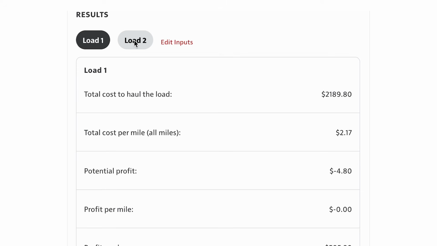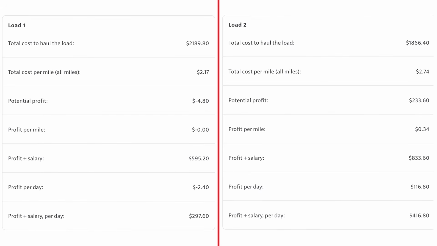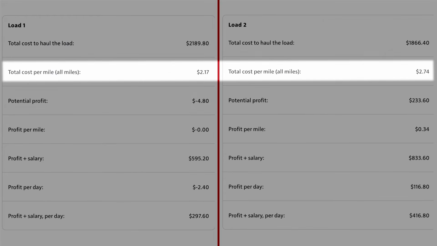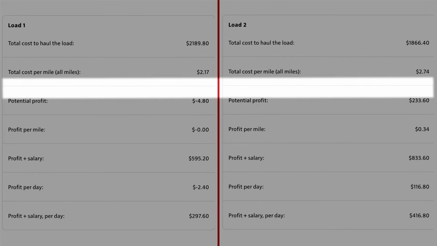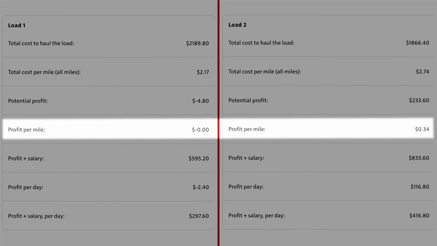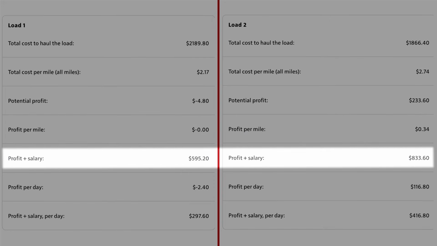So, load 2, just for comparison's sake. Total cost to haul the load is less, a grand total of $1,866.40. But with fewer miles run to Nashville, a higher cost per mile at $2.74 for all miles. Still, though, we got $233 of potential profit, or 34 cents per mile, and that's with the salary included on the cost side. Add the salary back in, we're looking at a fairly decent $833.